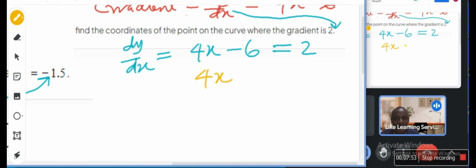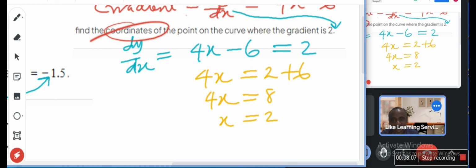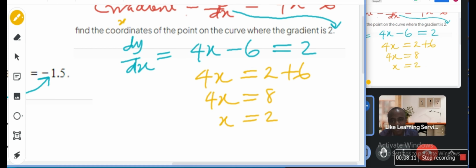You're going to listen to this again. It's recorded. So 4x is equal to 2 plus 6. So 4x will give us 8, isn't it? So x is equal to 2. But it's asking for the coordinate, and you know a coordinate has to do with both x and y. Whenever you do this, remember that you still need to find the y part.